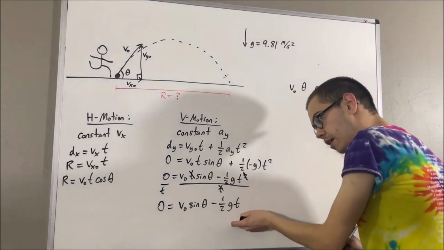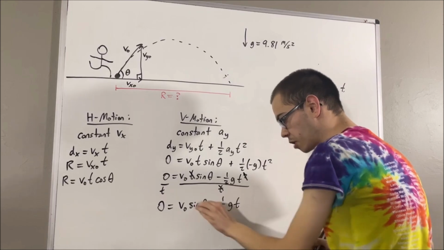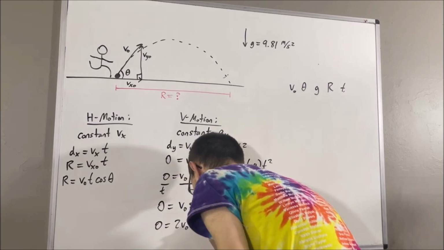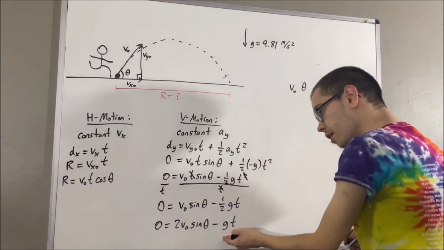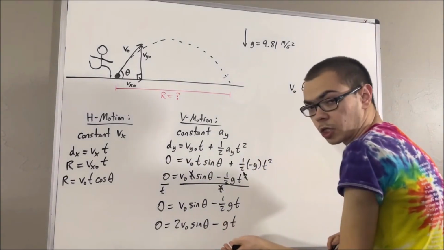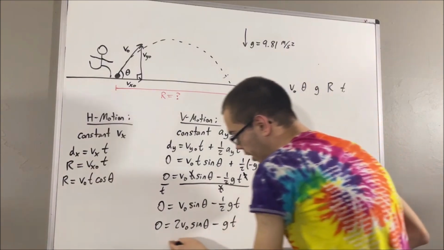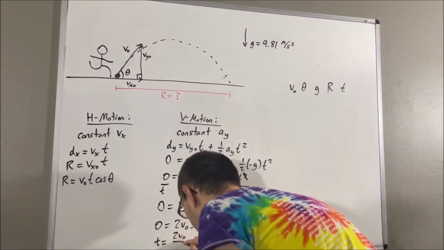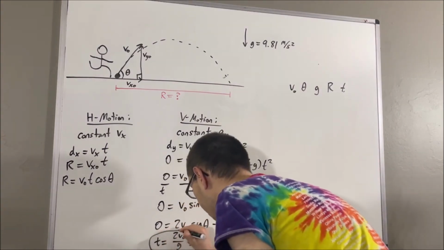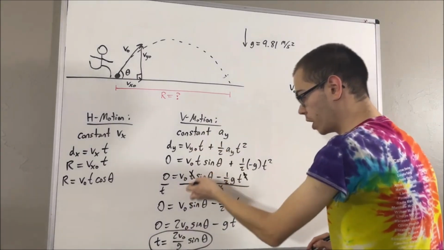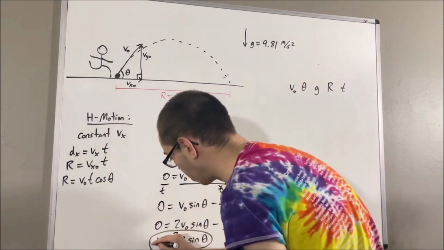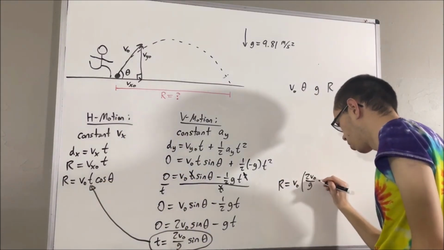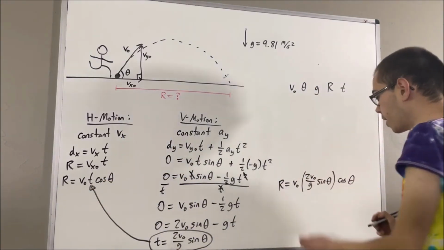Next, to get rid of the fraction, let's multiply 2 on both sides of this equation. If we do that, we get this. And then if we algebraically solve for t, all we have to do is add gt to the other side and then divide by g, and we get this. So we have taken this equation and solved for t. Now we're going to plug that into the other equation. And if we do that, we get this.